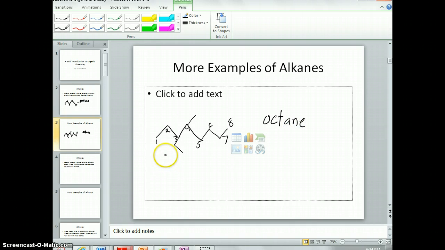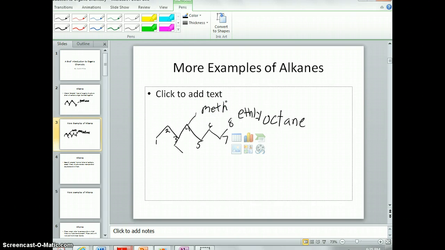But now we also have to take into consideration these 2 branches here. At our 3 carbon, we have a 1, 2 chain, so that is going to be simply ethyl. The reason we have a yl ending is because it's just a substituent, which means it just breaks off the main chain. And we also have one here at 4, and it's just a single carbon, so it's a methyl.